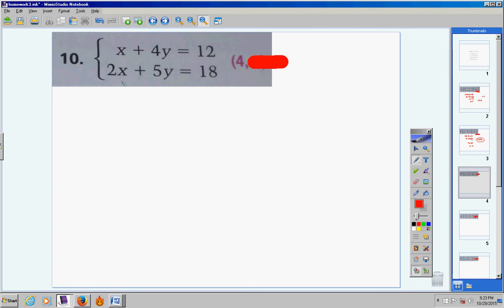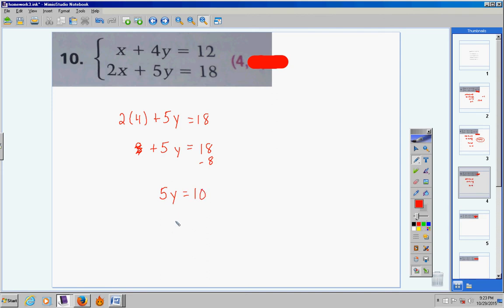Now, where the x is, I'm going to substitute 4. 2 times 4, positive 5y equals 18. 2 times 4 is 8. Positive 5y equals 18. Bring the 8 over and make it a negative 8. 5y equals 10.